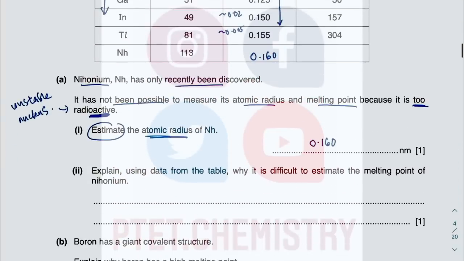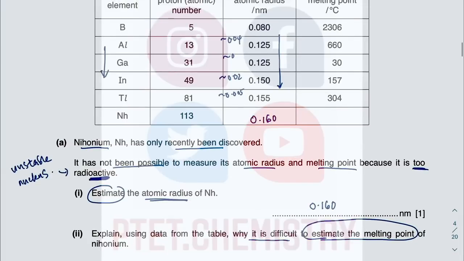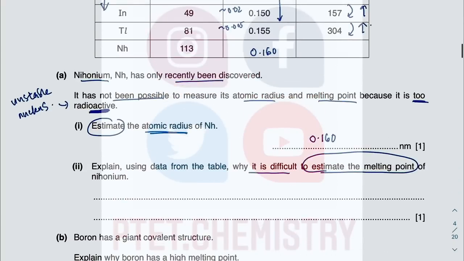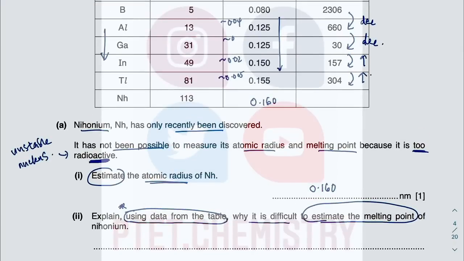Why is it difficult to estimate the melting point? Melting point is to do with structure and bonding, but here they provide you the melting point data. It decreases, and then it increases. So there's a decrease there, and then it increases again. That's why you need to use the data from the table to explain. You cannot just say it's difficult. You have to interpret the data. That's what they want you to do.